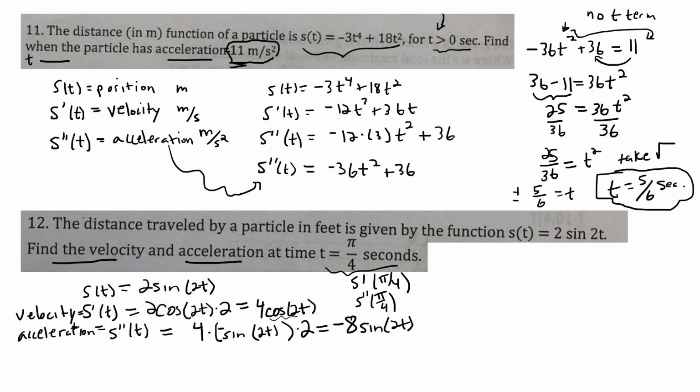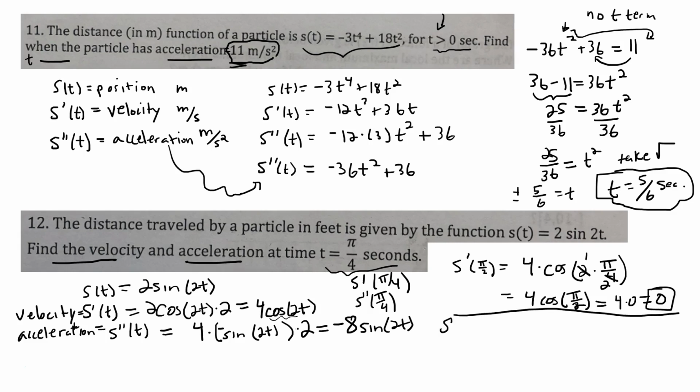Okay, great. Now, plug in pi over 4 to the first derivative. 4 times the cosine of double pi over 4. Look in the parentheses. Use this 2 to cancel this 4 and turn it into a 2. And we're looking at 4 times the cosine of pi over 2. On your unit circle, you'll see that the x-coordinate at pi over 2 is 0. So cosine of pi over 2 is 0. And so this answer is 0.